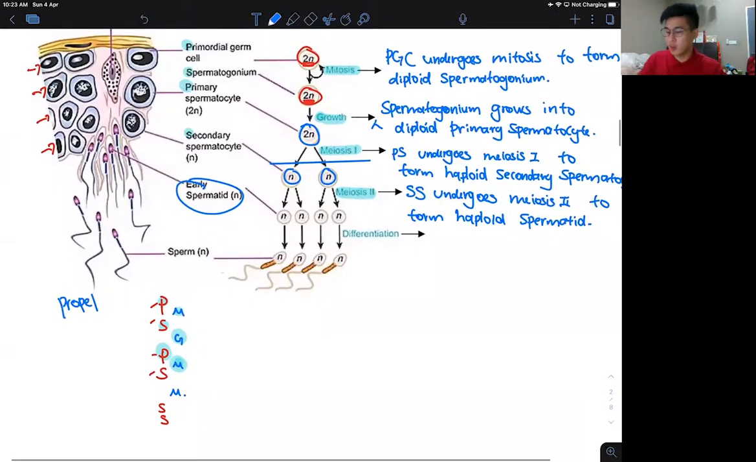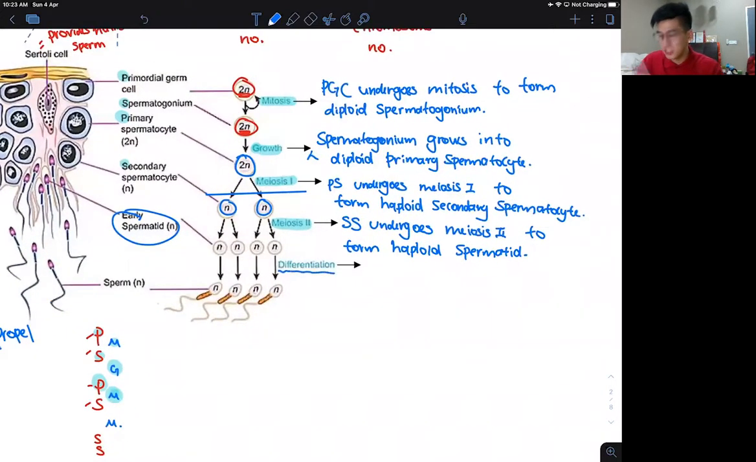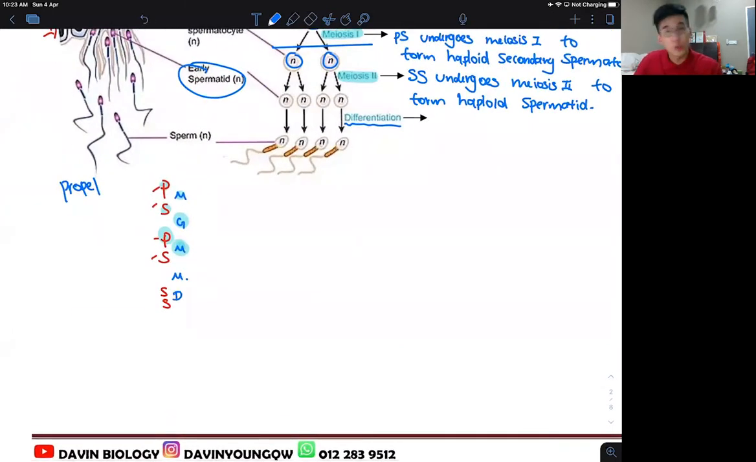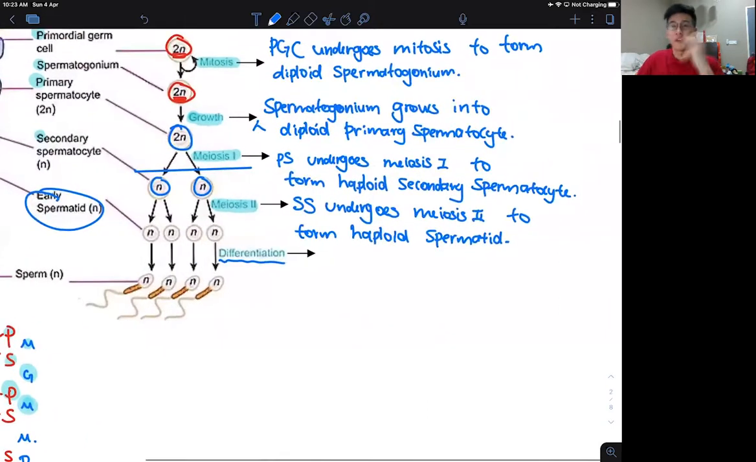So now I need to undergo a process called differentiation. The last process here, D, is to become a mature sperm, an actual sperm, whereby I'm going to form a tail. So lastly, you can use another color for the last sentence.